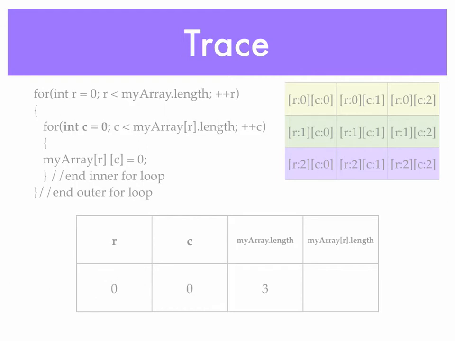I give c a value of 0. I test, is c less than myArray[r].length? myArray[r].length is 3. That's the number of elements in row r, row 0. I therefore go into my loop and I put into the space myArray[r][0], that's [0][0], the value 0. I increase c, c now has a value of 1. I test, is c less than myArray[r].length? Yes, it is. Go into my loop. Put into position [r][c], the value 0. r is 0, c is 1. Into position [0][1], I put the value 0.